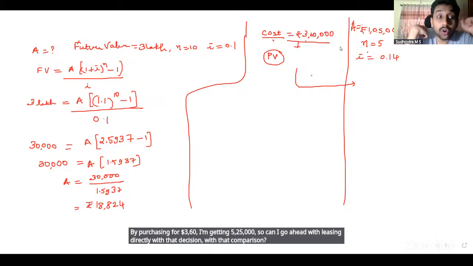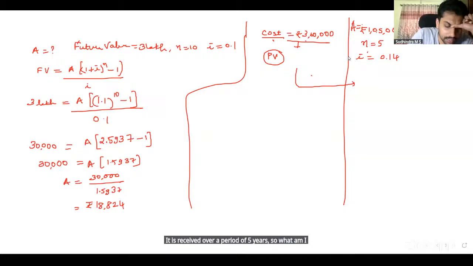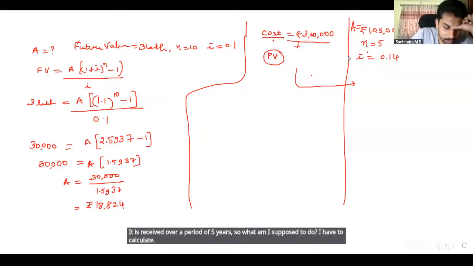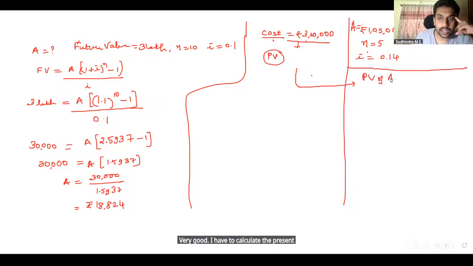No, sir. Because this 1,05,000 is not received upfront. It is received over a period of 5 years. So what am I supposed to do? I have to calculate the present value of annuity regular. Very good. I have to calculate the present value of annuity regular and then compare.